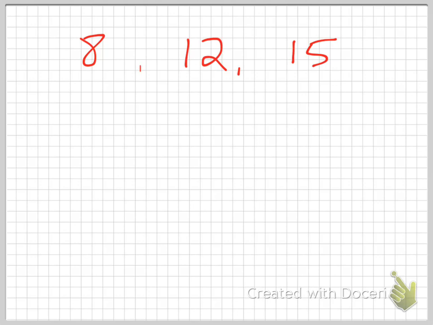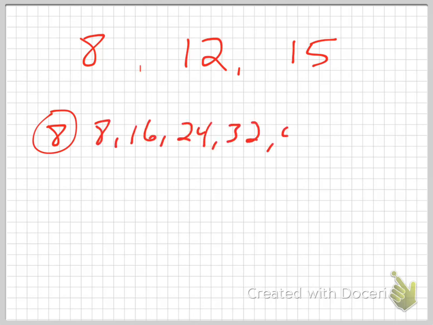Okay? So, I could list them. These are kind of small numbers, right? So we could do it that way. 8 is what? 8, 16, 24, 32, 40. Now here's the deal. How do I know if I'm done at 40 or not? Does 15 go into 40? No. Does 15 go into any of these actually? No. So then you know you're not done, right? So after 40, it would be 48.